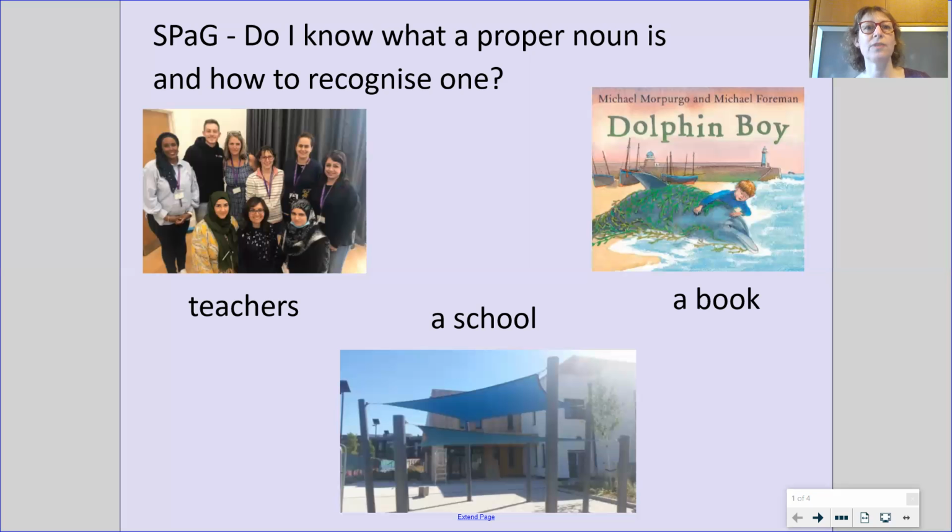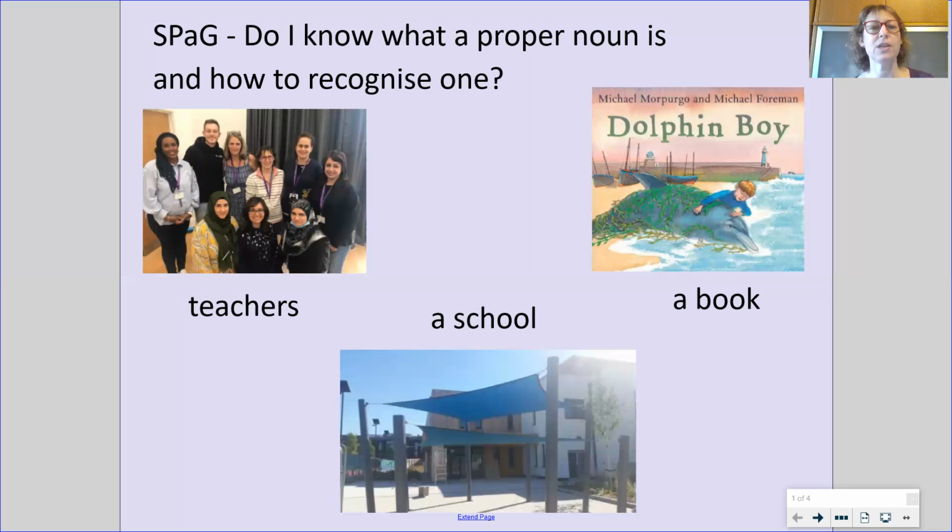Our book, Dolphin Boy, again has two words, and both of those need to start with a capital letter. So we need a capital D for dolphin and a capital B for boy. And if you take the name of our school, we've got four words, the Langley Academy Primary. And again, every single one of those has to start with a capital letter. So it's really important that you remember, if you're using a name, it needs to have a capital letter. And if it's got two words, like the Sally May, which is the name of the boat in our story, both Sally and May need to have capital letters.